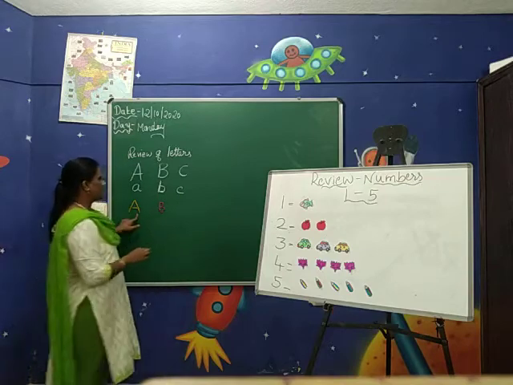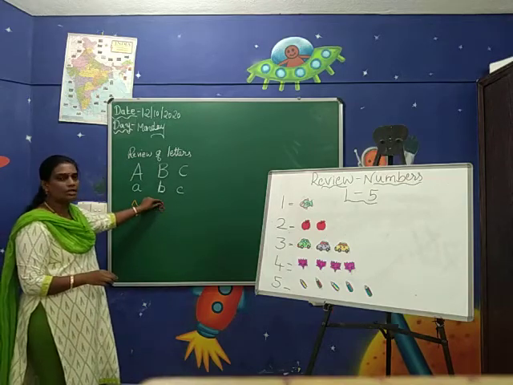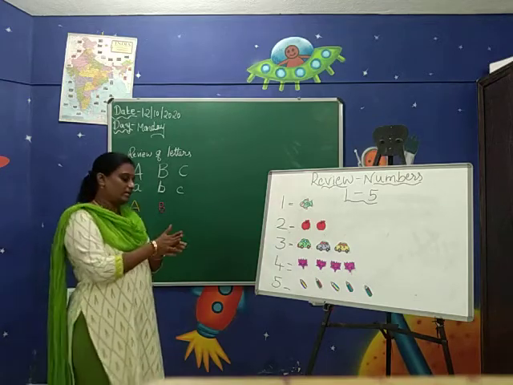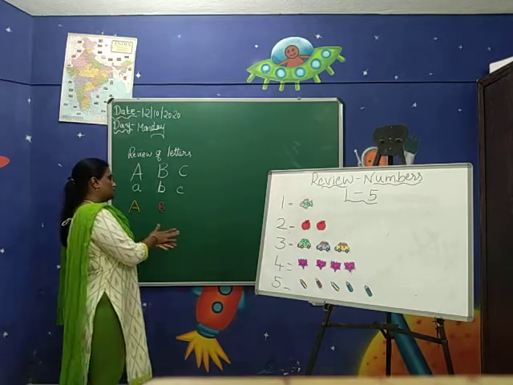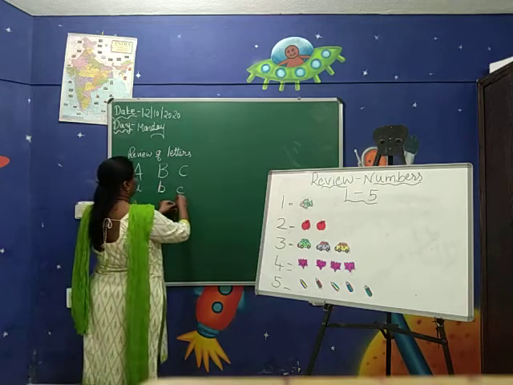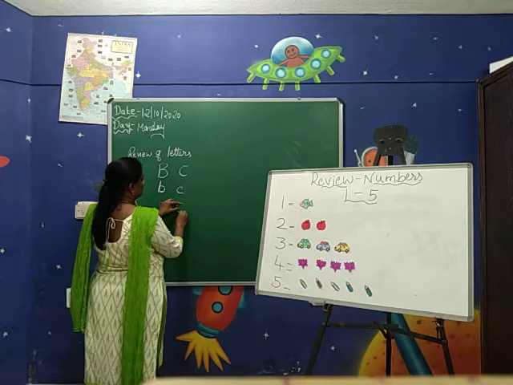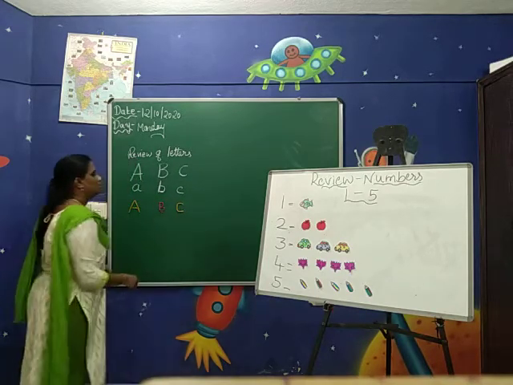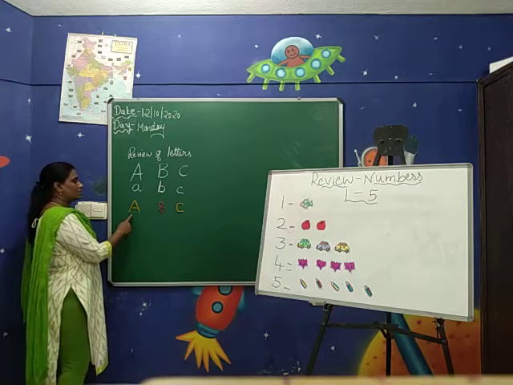This is A, this is B. You also can do it with Mama's help. You try, children. It is very easy. Just make it straight and make it curve for letter C. Yes, this is letter C. Is it easy? Yes, nice now.